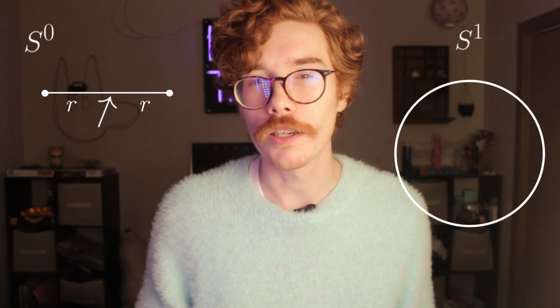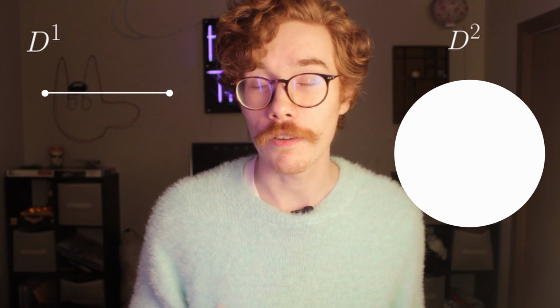Remember that the circle S1 is all of the points which are the same distance from the center. If we go down a dimension and pick a center, then there's only 2 points that are distance r, the radius, away from that center. And just like the disk D2 is filling in the inside of the circle S1, the interval D1 is just filling in the space between the 2 points of S0.